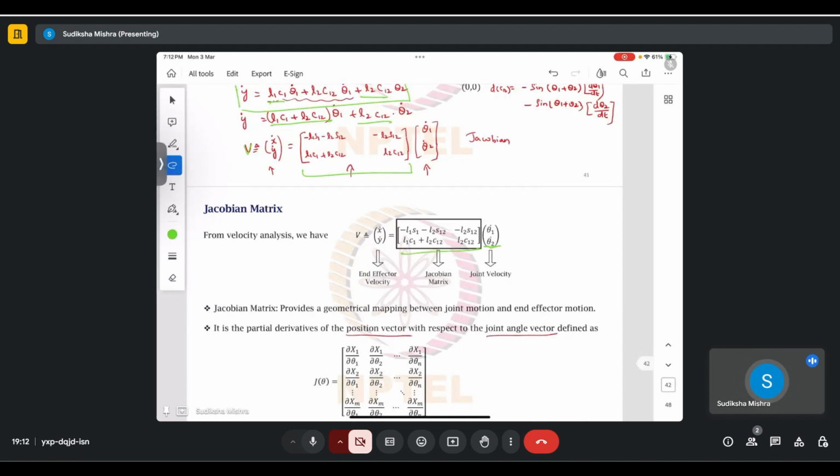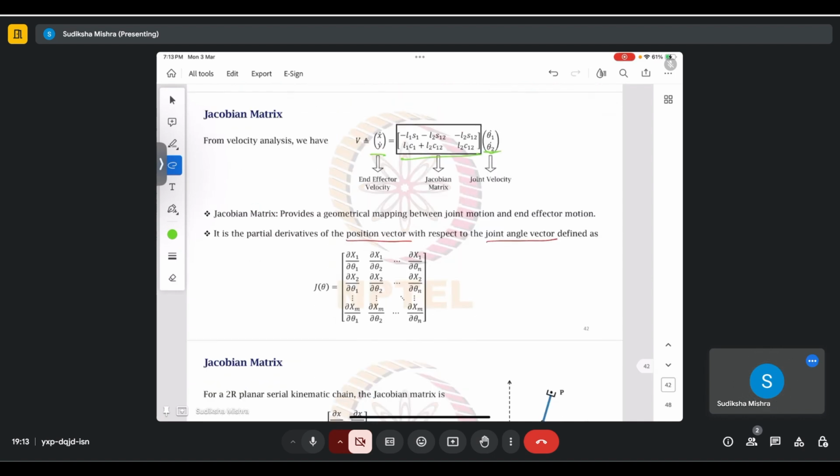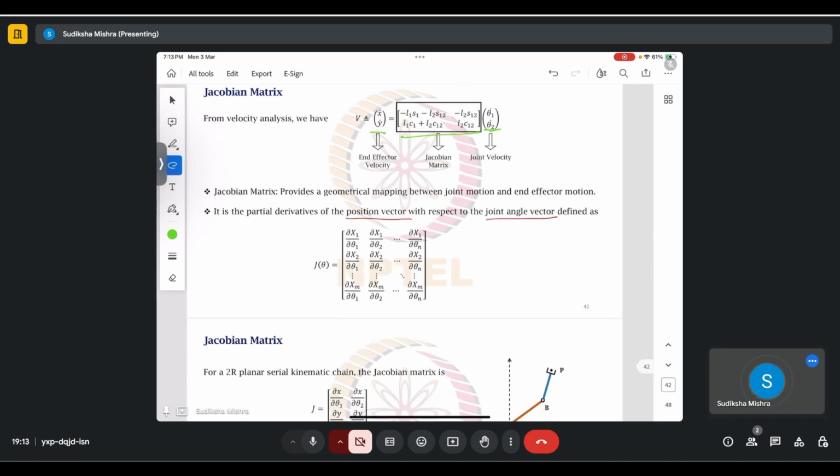This is the joint velocity or the angular velocity, and this is the end effector velocity or the change in the position. Basically, the Jacobian matrix provides a geometrical map between the joint motion and the end effector motion. How the link is moving in a rotary motion, and how that rotary motion translates into the change in the position. It is basically the partial derivative of the position vector with respect to a joint angle vector, and in an nth term it can be defined as this.